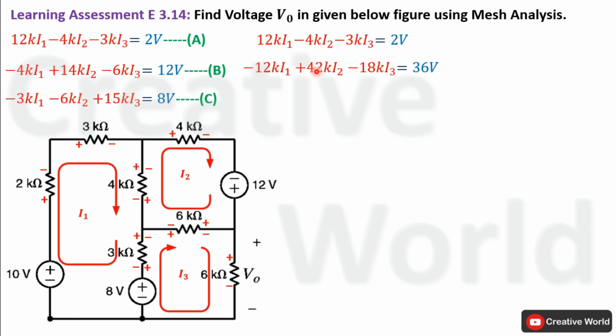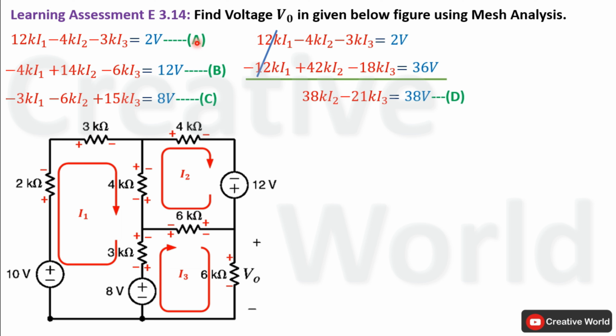Now add these equations together. Plus 12k I1 and minus 12k I1 will cancel out with each other. Subtract 4k I2 from 42k I2, it will become 38k I2. Similarly, sum of minus 3k I3 and minus 18k I3 will become minus 21k I3, and on the other hand side of equal, sum of 36 volt and 2 volt will become 38 volt. We will label this equation as equation D, and this equation includes only two variables I2 and I3.